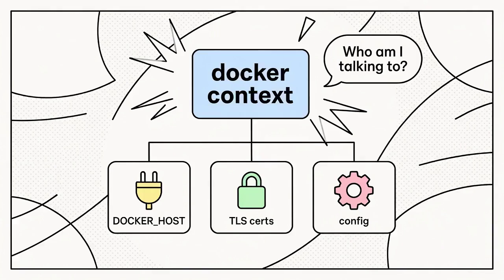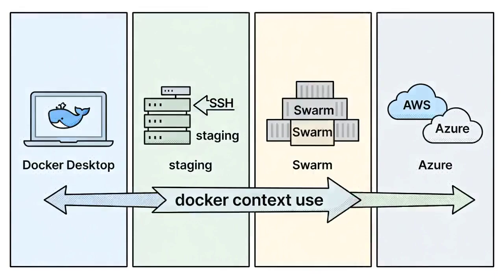A Docker context is a named endpoint that bundles everything needed to talk to a Docker daemon: the host address, TLS certificates, and configuration flags, all stored under one alias you can switch with a single command. Contexts matter because containers live everywhere now. Your laptop running Docker Desktop, a remote Linux staging server, a production swarm cluster, AWS ECS, Azure ACI. One named context per target means you flip between daemons without exporting environment variables or remembering IP addresses.